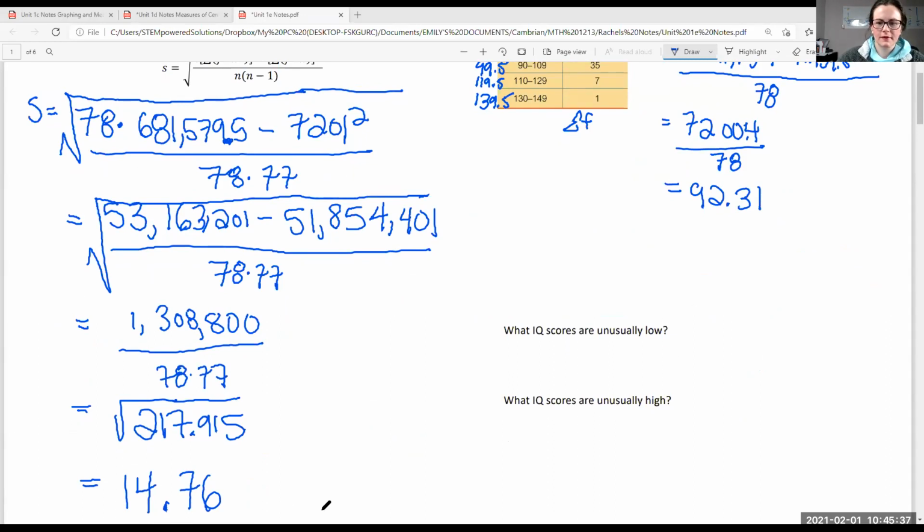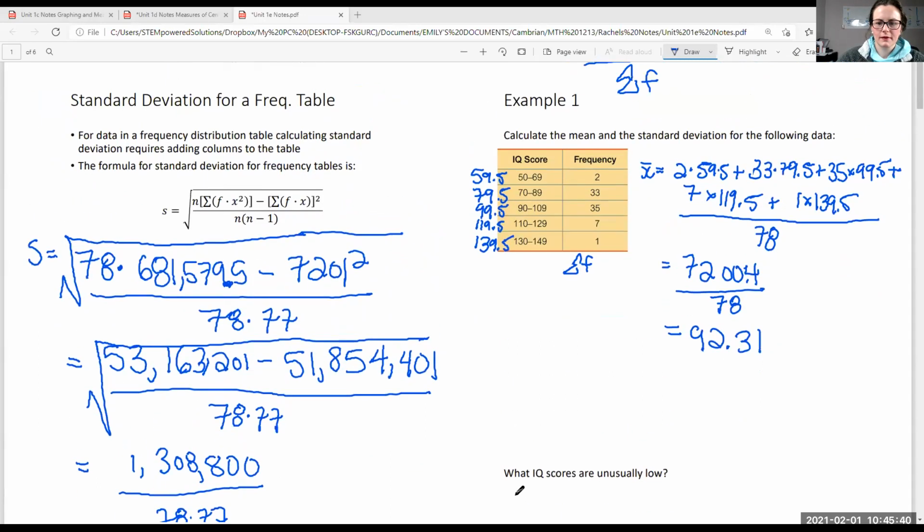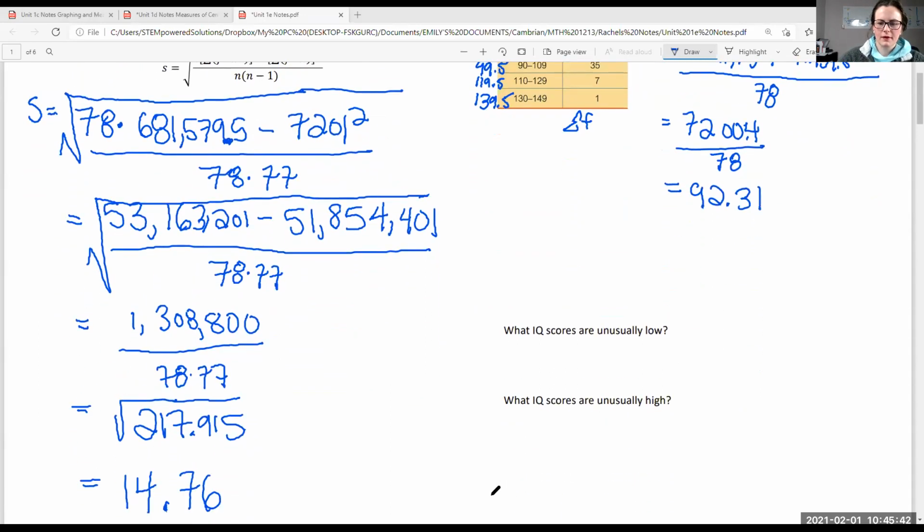I couldn't see the table, but I got the unusually low. Okay, what did you get? For unusually low, I got 62.79. Okay, let me just double check and see if that's correct. So how did you calculate it? I did the mean minus 2 standard deviations. Okay, so the mean minus 2 standard deviations, and then anything less than, what did you get? 62.79. Yep, I got the same thing.